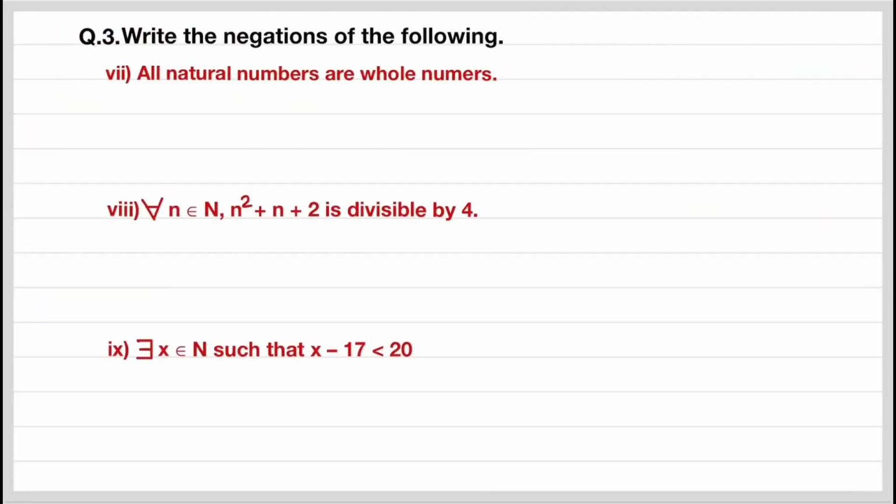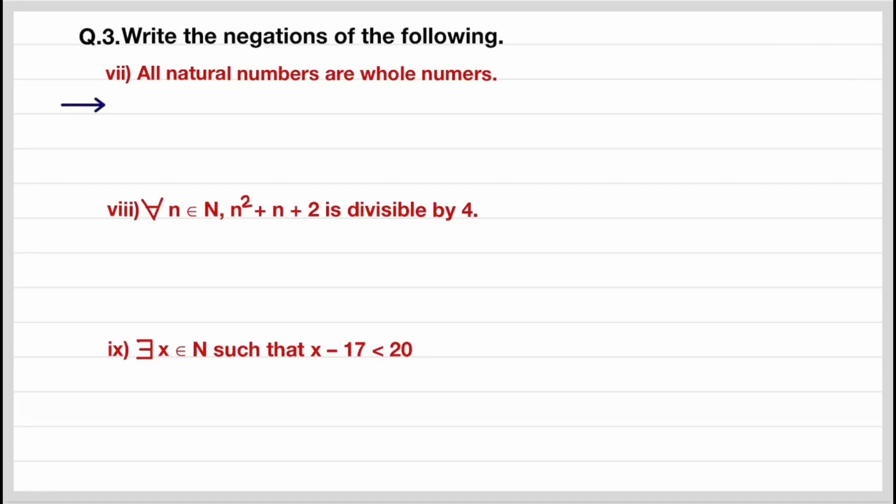Then same question. Now seventh example. All natural numbers are whole numbers. This is a quantified statement and the quantifier used is all. For negation of a quantified statement, all is replaced by some.